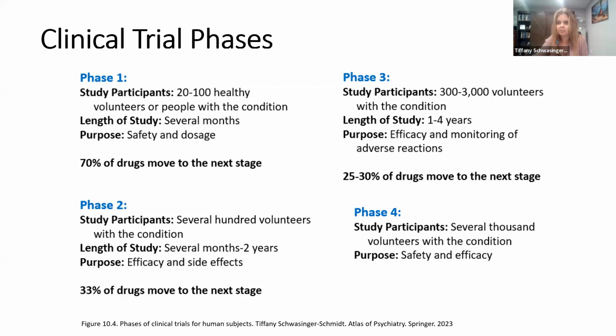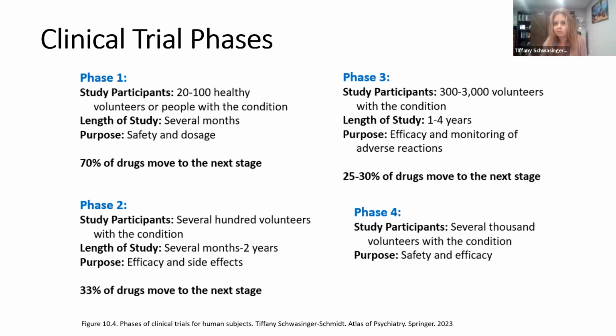Phase 3 are the larger studies. These are the ones that you heard with the COVID vaccine developments. These are the 300 to 3,000 to 30,000 people across the world that have the condition or we're trying to prevent the condition. And these are longer studies, about 1 to 4 years. Again, looking at effectiveness and monitoring for side effects or adverse reactions. So again, really focused on safety.